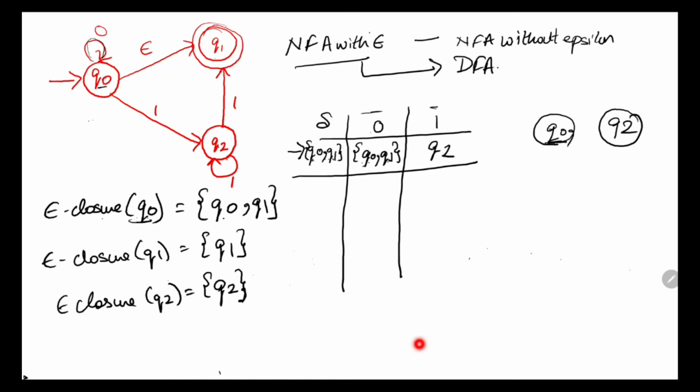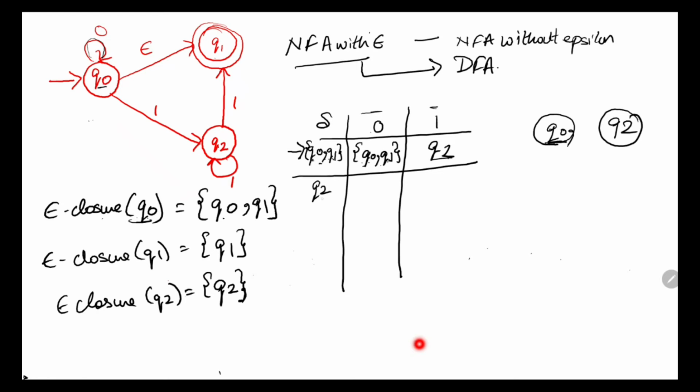If we look at Q0 and Q1, the transitions we have already written, so this is known as an old state. Q2 has not appeared in this particular column, so we will consider this one as a new state and write the transitions for Q2, right?